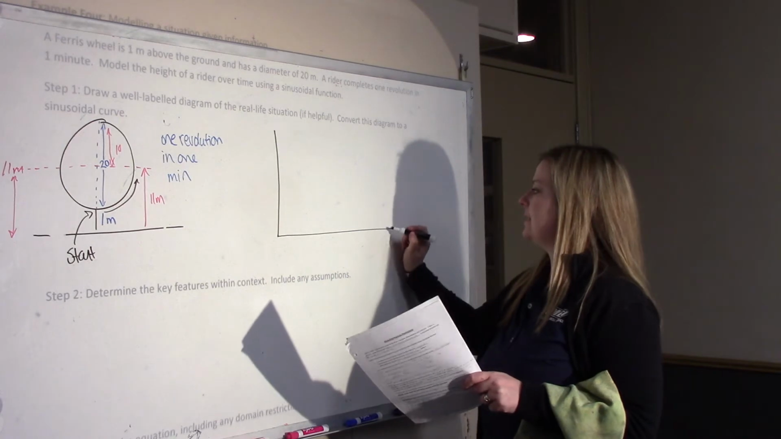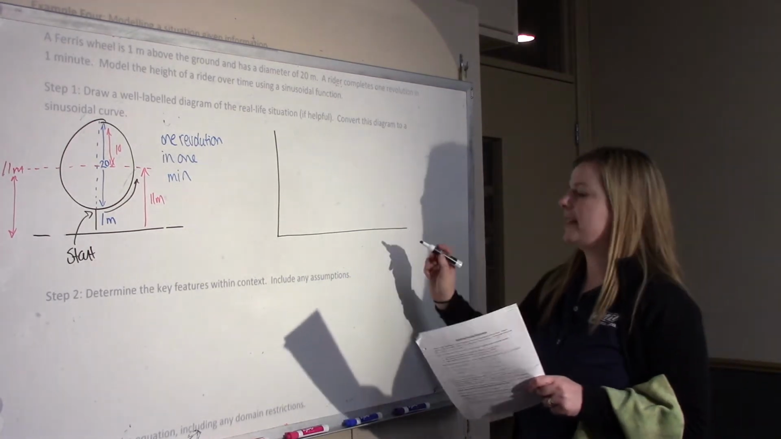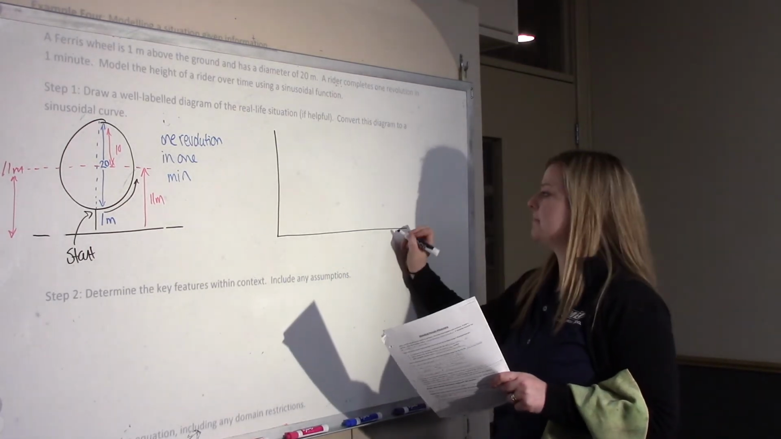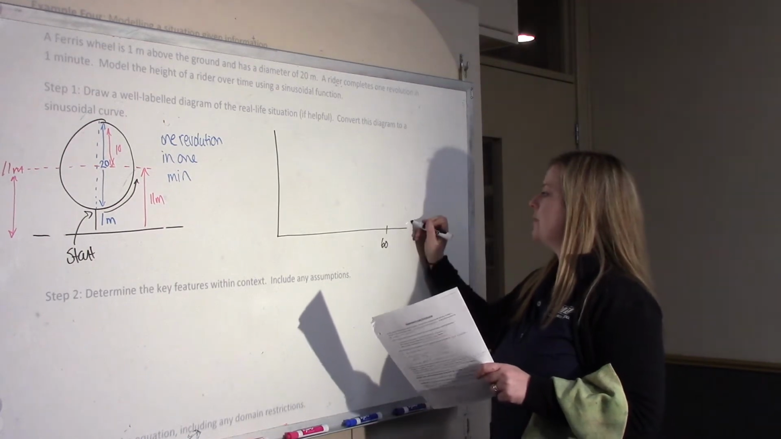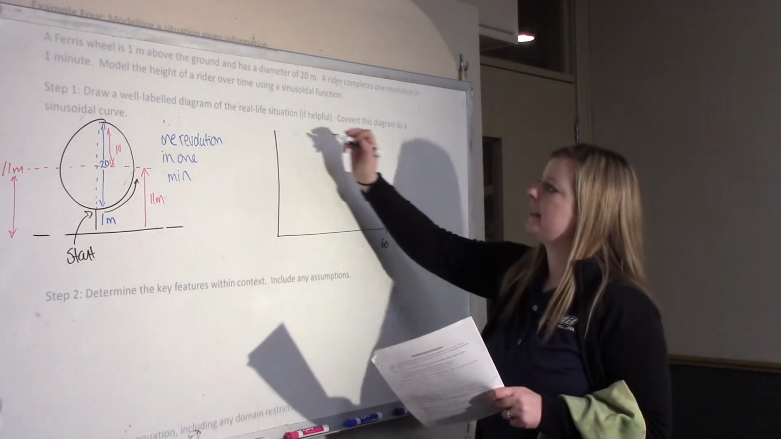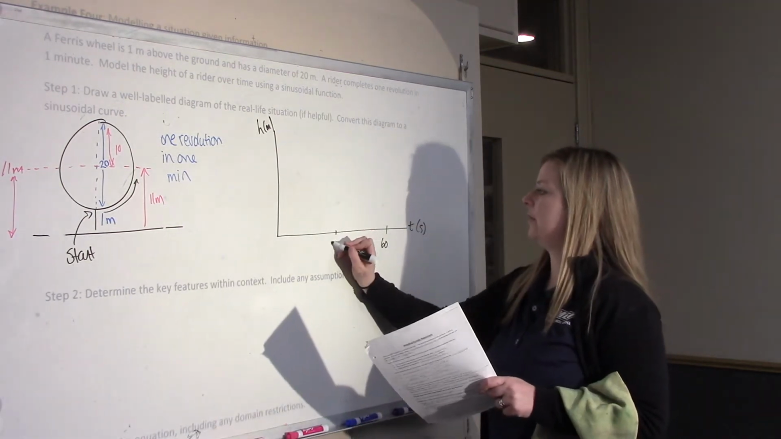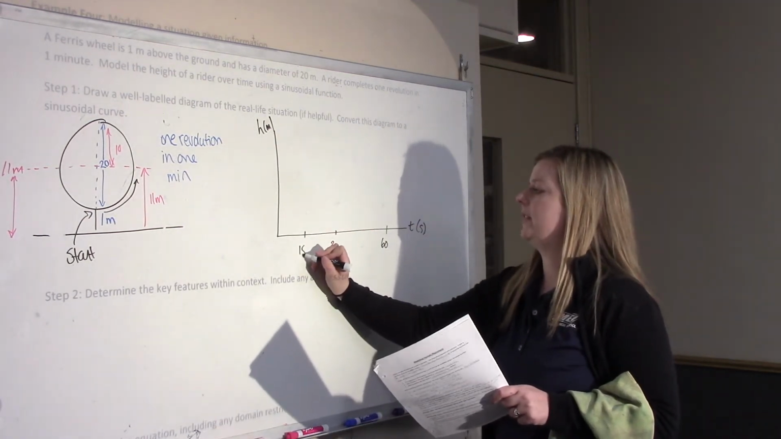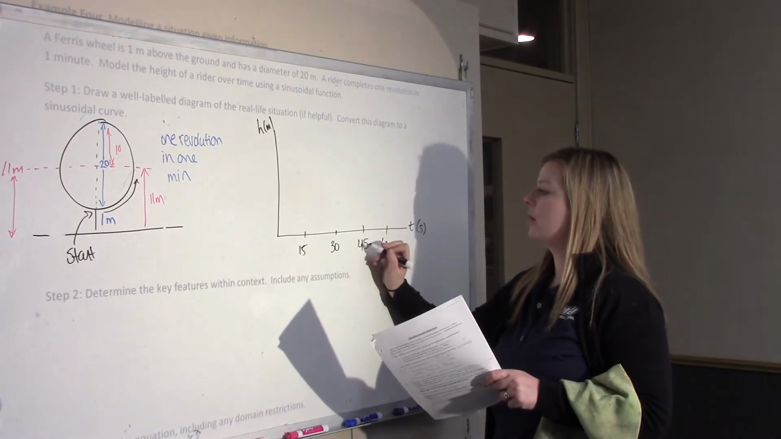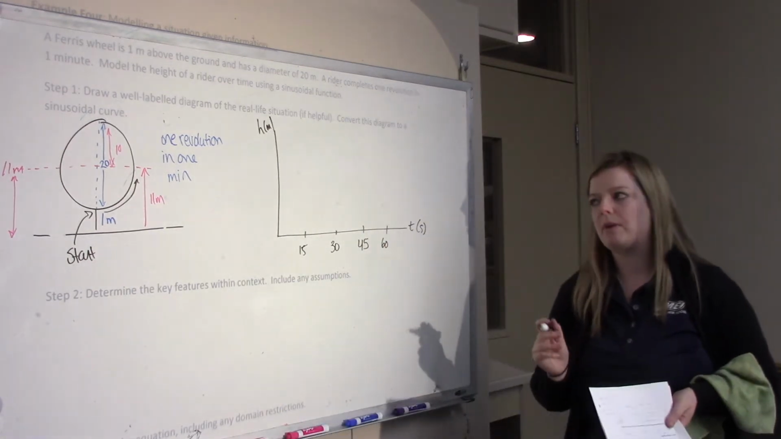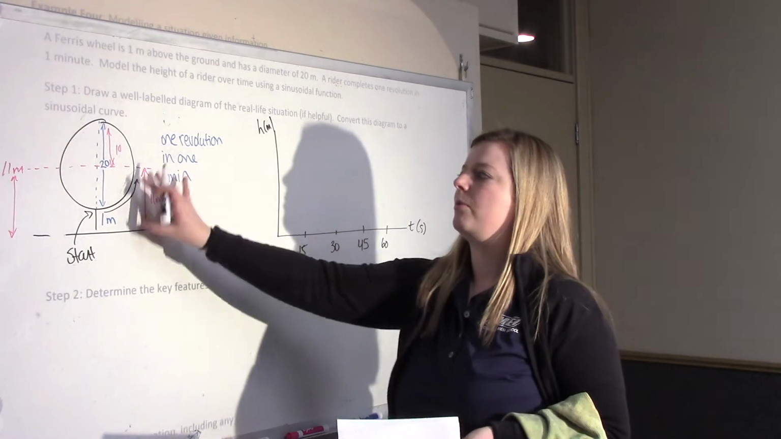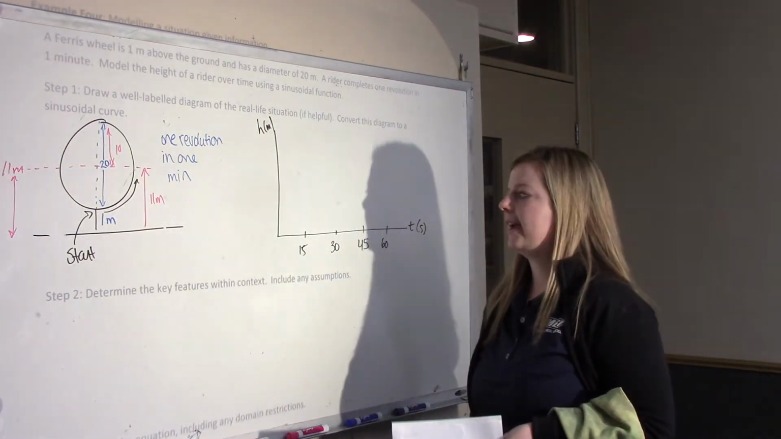So we need 60 seconds or 1 minute. It doesn't make sense to just label a minute. It makes more sense to put this into seconds. So this is going to be time in seconds, and this is height in meters. Okay, so then 30, so this is 15, and this is 45. Why am I doing 4 sections? Well, to represent the 4 quadrants of the circle, okay?